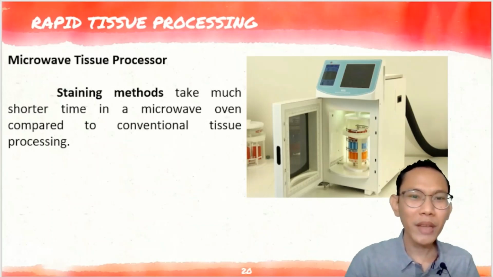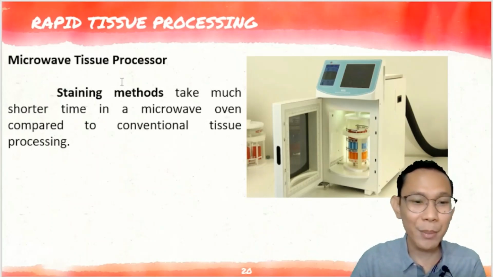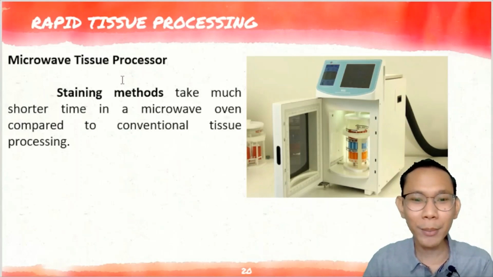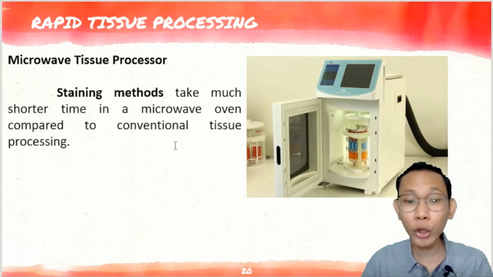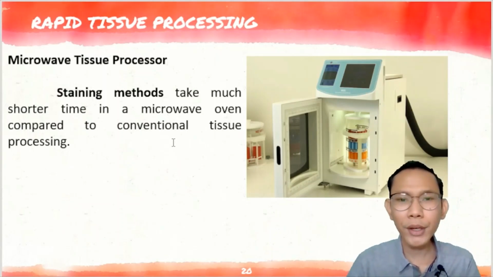So, in your microwave tissue processor, you can also do a staining method. So, it is not only up to your embedding processes, but also your staining method. It takes much shorter time in your microwave oven compared to a conventional tissue processing. So, your microwave slides have better contrast, more intense staining, and less non-specific staining compared with your conventional staining methods.